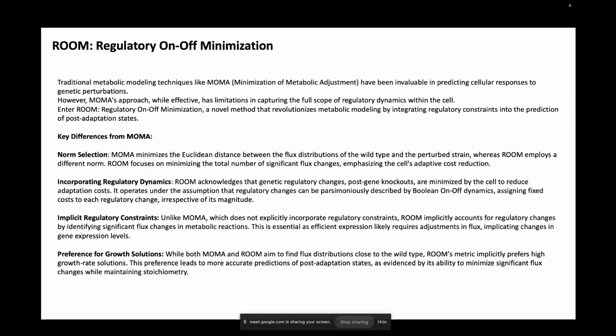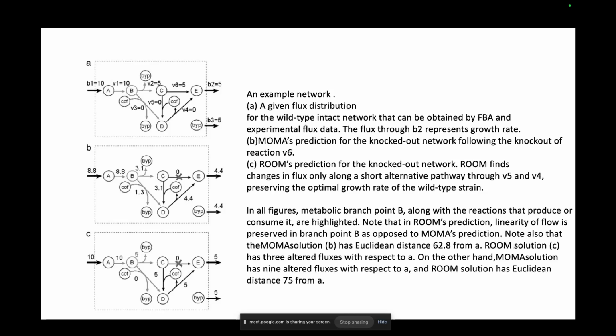So it's the same idea. The idea is that your new system must not have a very different flux through the network compared to your wild type system. So this is what it tries to do as well. I'll not go into the details of this, but it's another optimization technique.